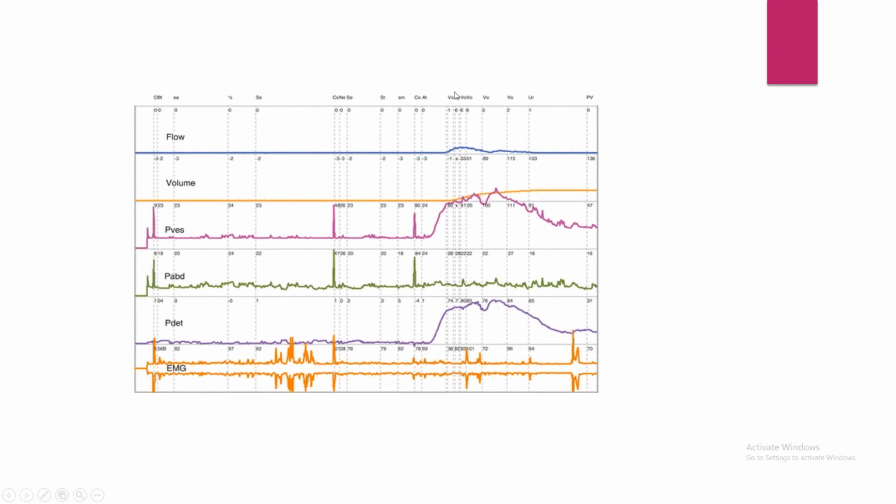Now the voiding phase. Can you see the detrusor pressure? They have not given any values. I think it must be 78 or 84 for these things. I don't know exactly what they have given, but they have not given any values, so we can't comment on that detrusor pressure rise. But yes, can you see this voiding graph? What do you think it is?